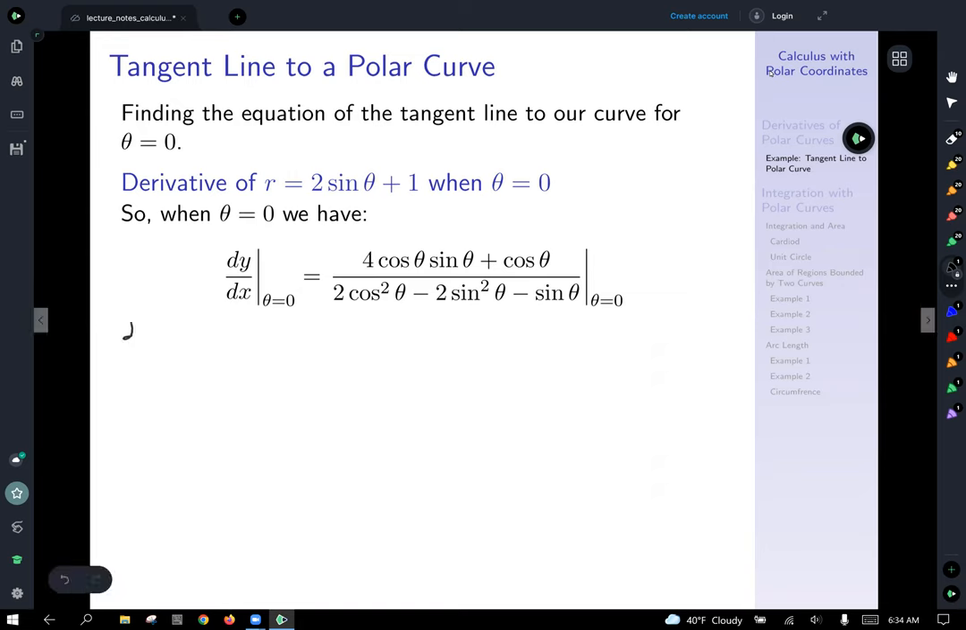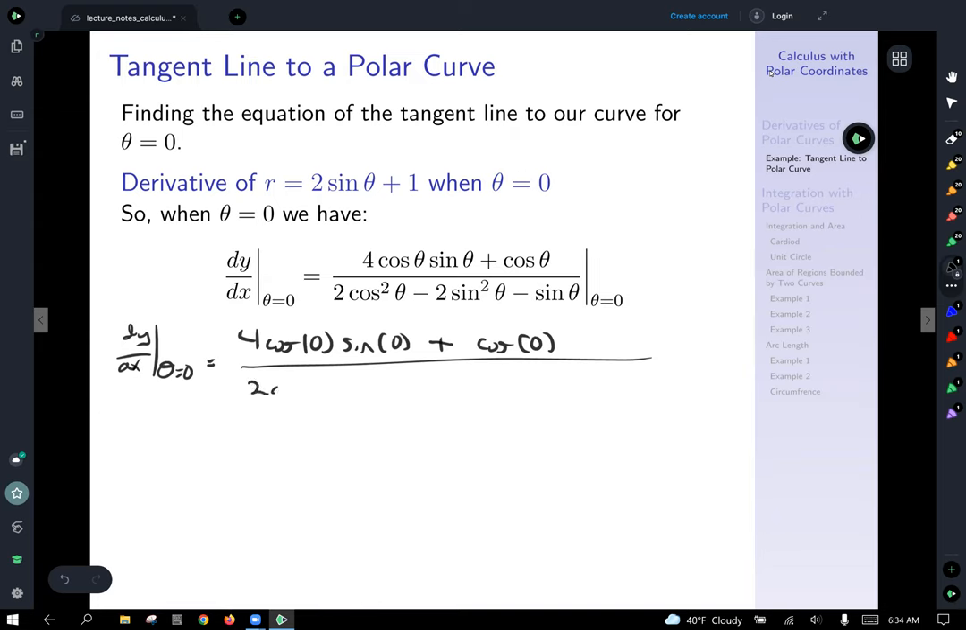All right, dy dx at theta equals 0 is going to be 4 cosine of 0 sine of 0 plus cosine of 0, all over 2 cosine squared of 0 minus 2 sine squared of, whoops, that should be a zero, not a theta, minus sine of 0.